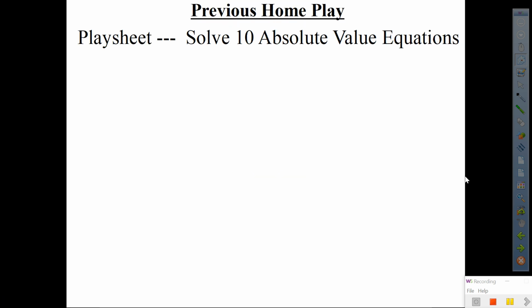All right, and get your home play from last night out, please. And this is what I want you to do. I want you to go over number 8 and number 9 with your neighbor to see if they have something similar to you. Make sure they got all the processes correct, solution set, and graphs. I'll give you some time. Go.